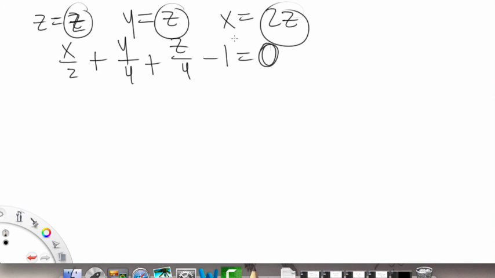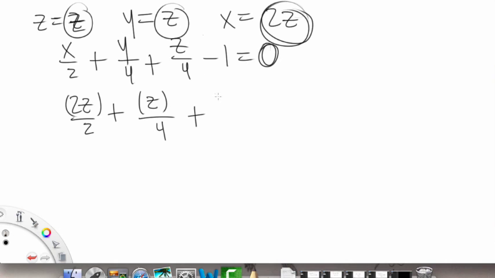And now what I'm going to do is plug in the z stuff in for the x, y, and z respectively. So in for x, I'm going to plug in this 2z over here. So 2z over 2 plus, and then in for y, I'm plugging in a z. So z over 4. Then we have a plus, and this also is just going to stay z over 4, minus 1 equals 0.